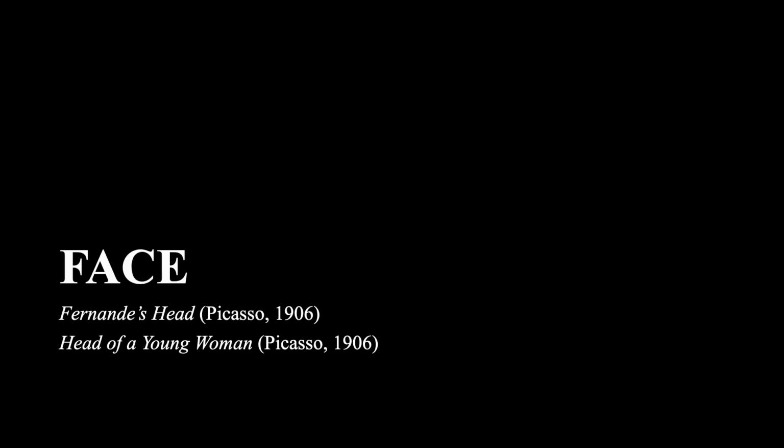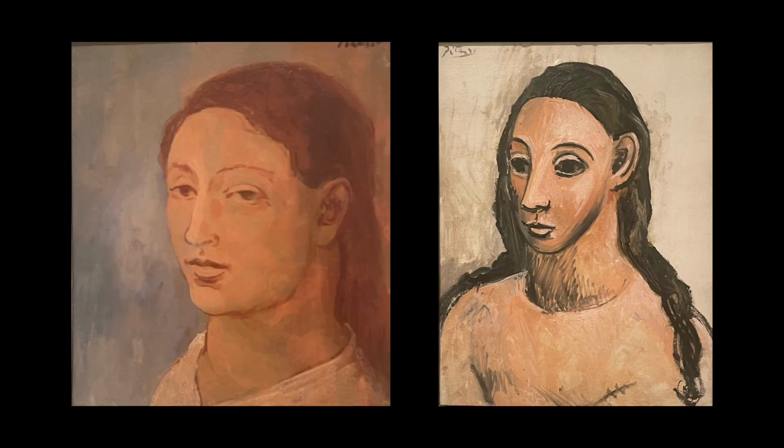The first parameter of analysis that we will be analyzing is the face, and we'll be focusing on Picasso's Fernanda's Head and Head of a Young Woman, both from the year 1906. In Fernanda's Head, which is the painting on the left, the face of Fernanda Olivier, Picasso's partner and muse during this period, is depicted quite geometrically and with angular lines.